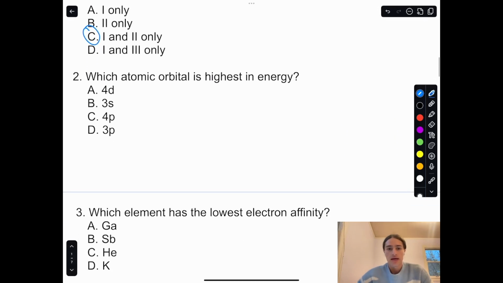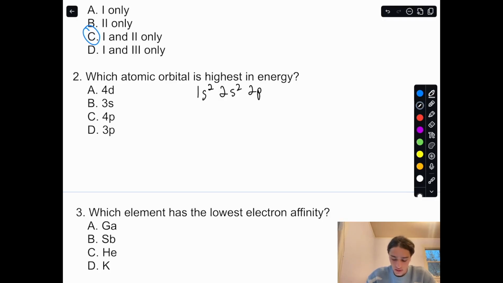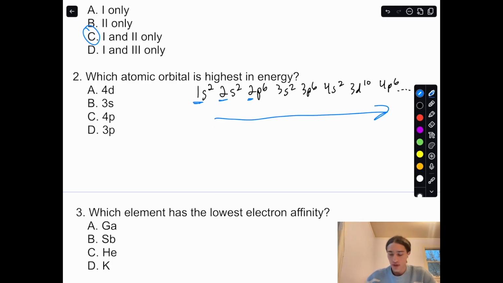Okay, that aside, looking at question number 2: which atomic orbital is highest in energy? Okay, this one's pretty straightforward and just requires remembering the order of the orbitals. So if we did a basic electron configuration, it'd be 1s2, 2s2, 2p6, 3s2, 3p6, 4s2, 3d10, 4p6, and dot, dot, dot, and keep going. So notice that in general, as the atomic orbitals get higher in energy, they get higher in number, higher in their principal number, and they start moving to the right.